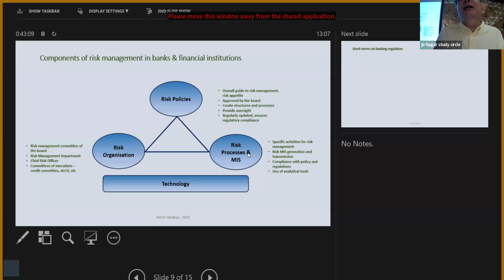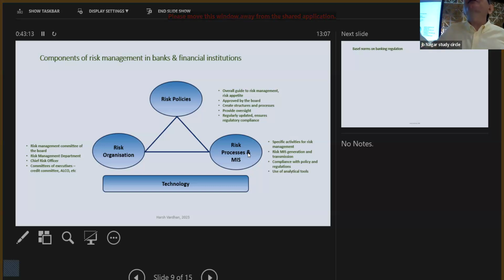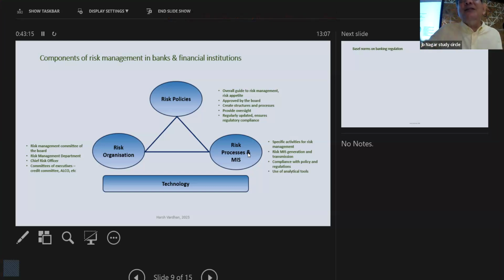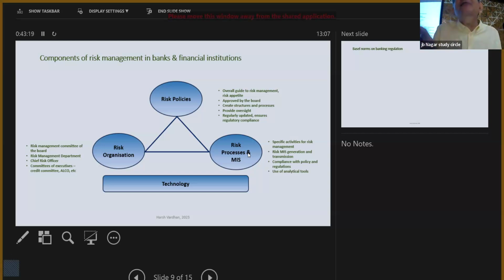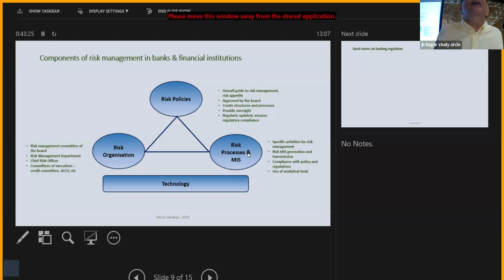So if you went in as a statutory auditor or as an internal auditor, these are the three things you essentially look at. Do they have policies? Do they have processes? Do they have organization? A gap in any one of them would result in a gap in risk management, which means that risks are not being managed properly. That's the essential conclusion.